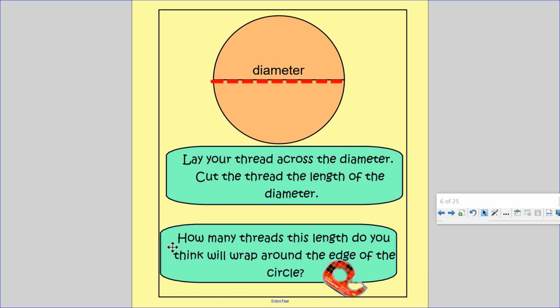Then, here's your guess. How many threads or how many diameters do you think will wrap around the edge of this circle? If you had to take a guess, how many of these diameters wrap? I'll say 1, 2, 3, or 4. I wish I could bend this a little, but I cannot do it on this one. But you will have the thread so you can wrap it around. So how many diameters do you think will wrap around the circumference or the distance around a circle?